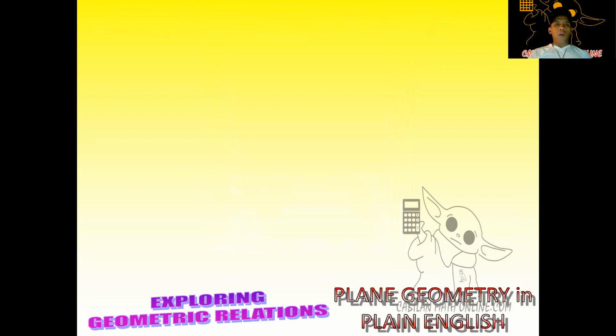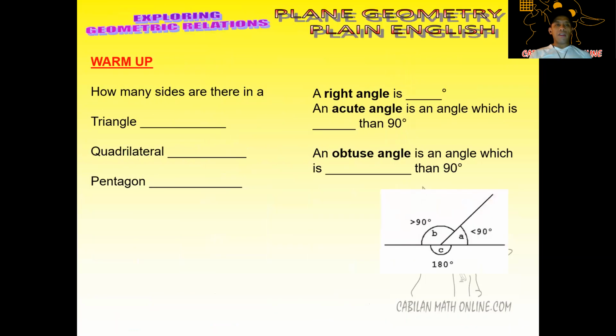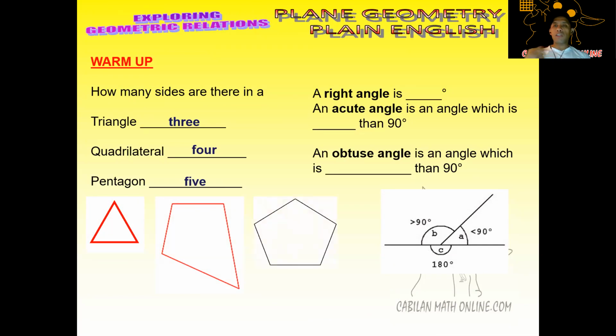All right, so the first thing I want to look at is just a quick warm up. As I said before, how many sides are there in a triangle? We should know it's three. And other shapes also have special names. For example, quadrilateral is a name for a four-sided figure. And last but not least, we have the pentagon, which is a five-sided figure, and so on and so forth. So that's just some basic terminology that I'm sure most of you are familiar with.